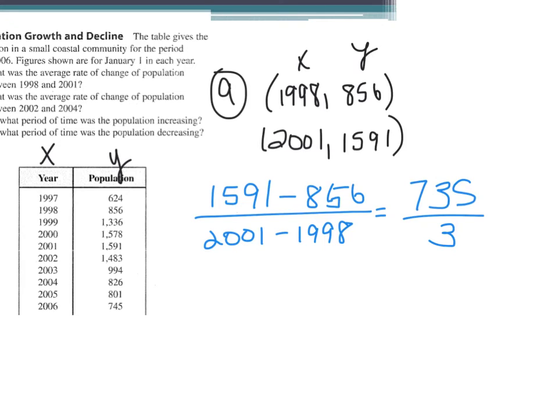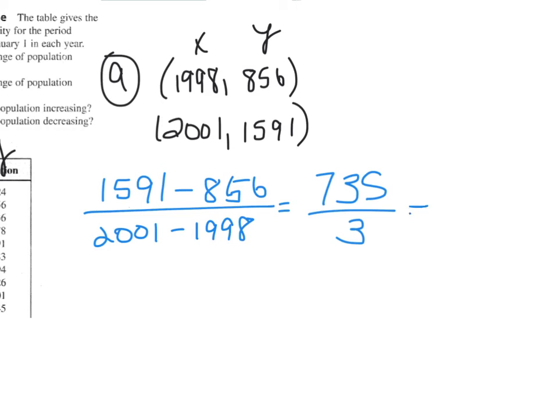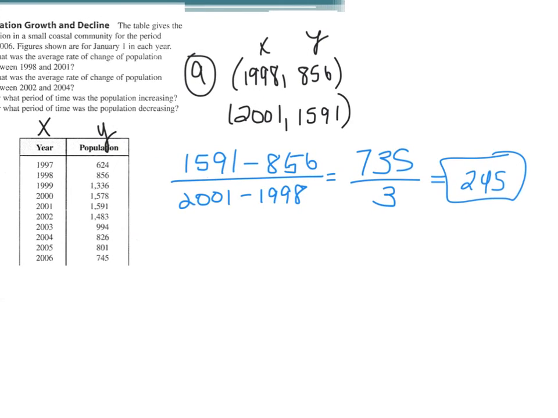Does 735 divide by 3? Yeah. How do you know? Because it's got 7, 35 in it. But look, add up the digits. What's 7 plus 3? 10 plus 5. 15. Does 3 go into 15? Yeah. That means 3 will go into 735. So when you divide it, what do you get? 245. Okay. So then we're going to do the same thing, but between which two time periods?